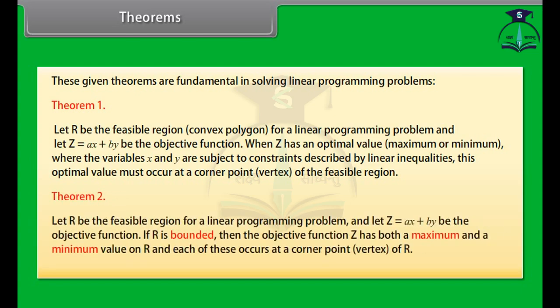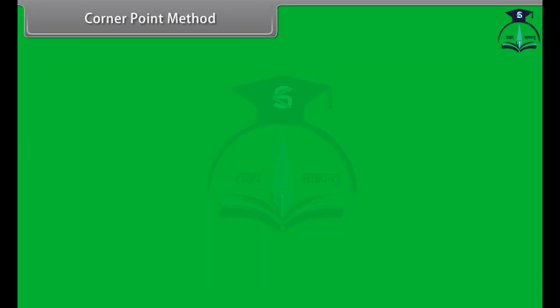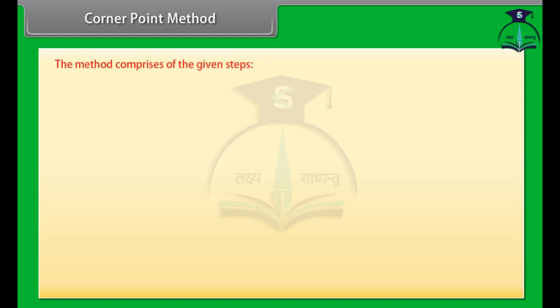Theorem 2. Let R be the feasible region for a linear programming problem and let Z equals ax plus by be the objective function. If R is bounded, then the objective function Z has both a maximum and a minimum value on R, and each of these occurs at a corner point, or vertex, of R. Corner point method. The method comprises the given steps. 1.